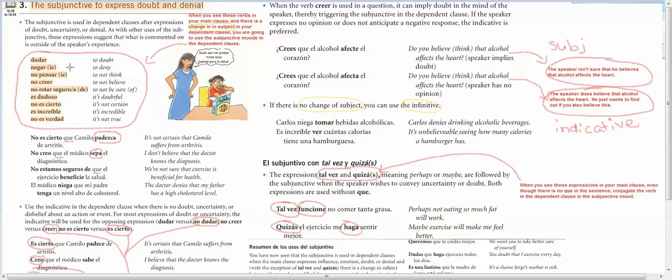So basically, what's going on there is when you see these verbs, dudar, negar, no pensar, no creer, no estar seguro de, es dudoso, no es cierto, es increíble, no es verdad. If you see these verbs or expressions in your main clause and there is a change of subject in your dependent clause, you're going to use the subjunctive mood in the dependent.